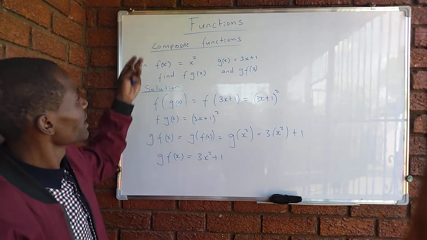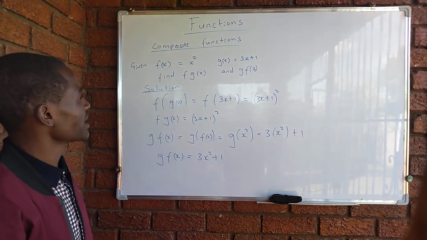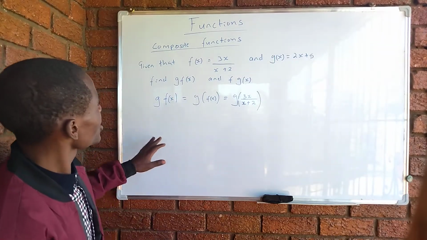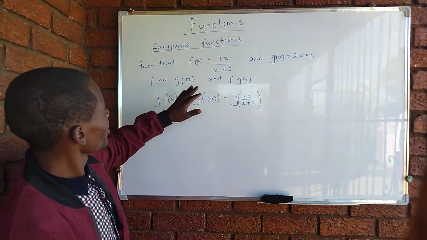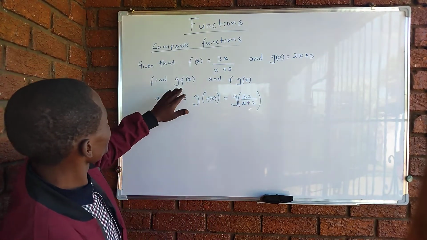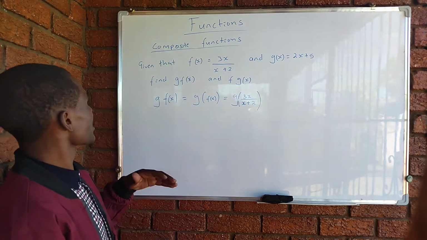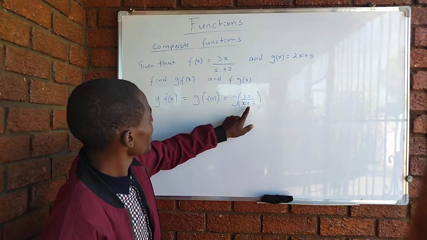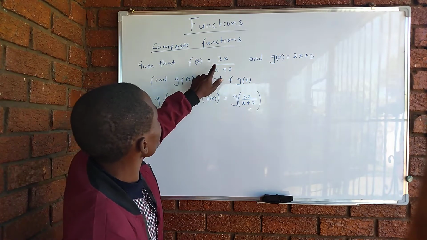This is the rule of composite functions, right? So, second example: given f of x is equal to this and g of x is equal to this, we are going to find gf of x and fg of x. Now gf of x is equal to g of f of x.